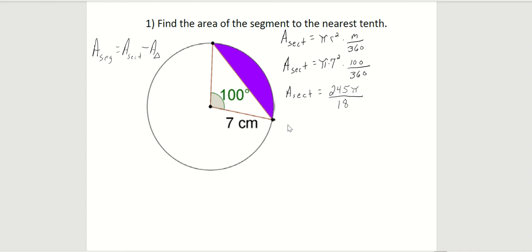Up next, we need to find the area of that triangle. Area of the triangle is 1/2 base times height. So let's draw in our altitude. That is going to be our height. All right, so there you see that. Now think about what the altitude does to the side of the triangle it intersects. The perpendicular segment from the center to a chord bisects the chord.